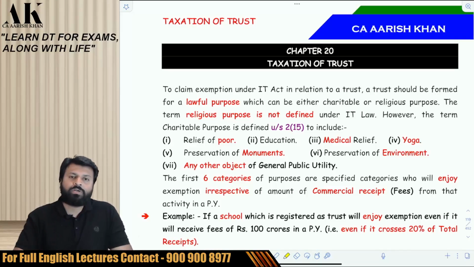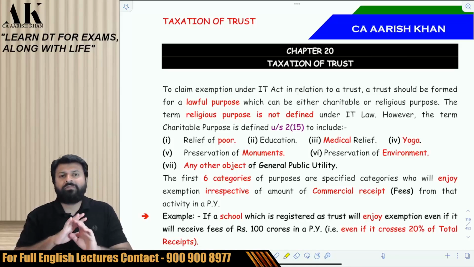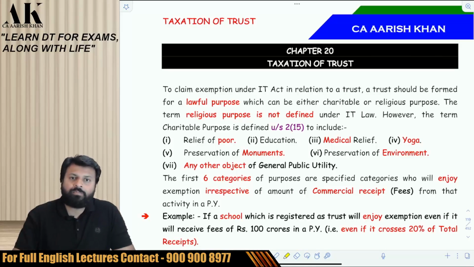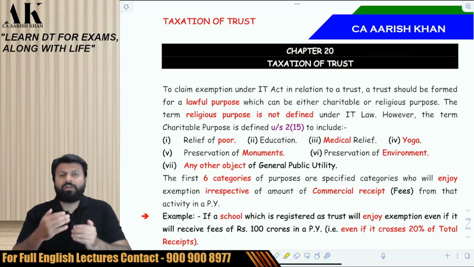So first of all, we need to understand what we mean by the phrase charitable purpose. The word charitable purpose, rather it includes, is defined in section 2 clause 15 as follows. Charitable purpose includes relief of poor, education, medical relief, yoga, preservation of environment, preservation of monument, and any other object of general public utility. So if you see the first 5 to 6 points, those are very specific points. But if you see the 7th point, it is a very general point. The general point says any other object of general public utility. So the 7th point comes with a rider.